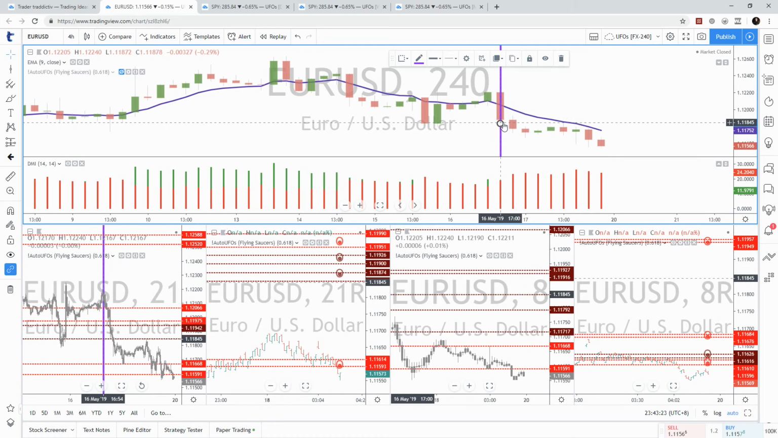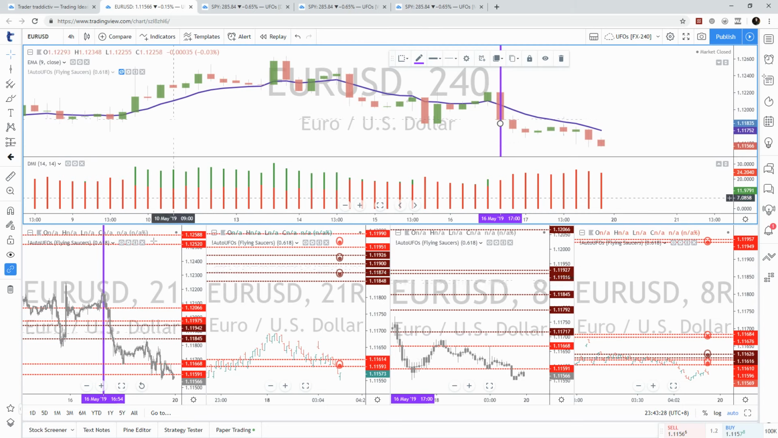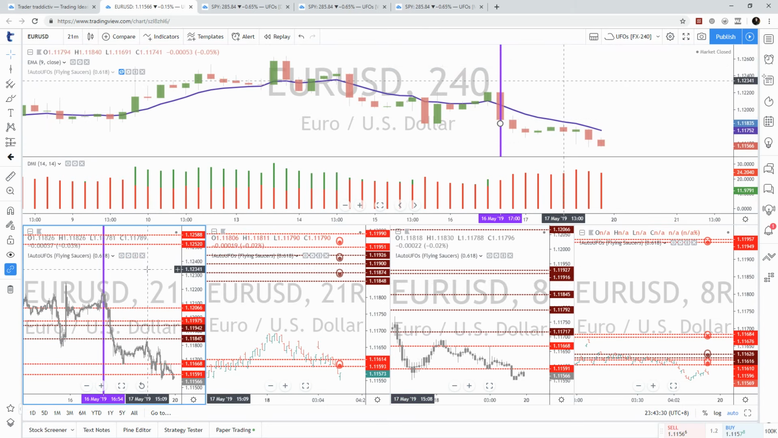So what would you do? You would say, well, I want to take this trade, but I only want to do it if I get a UFO lining up with the moving average. So you will now come below to this bottom chart where the UFOs are, because I have my UFO flying saucers activated on the bottom chart. On the top chart, I only have the EMA. I also have the UFOs there, but notice how they are hidden, because I don't need them at the moment. I only need them for targets, so I minimize the amount of information on the screen.